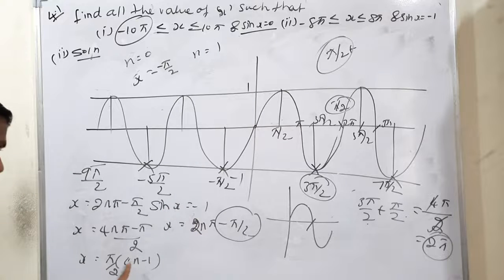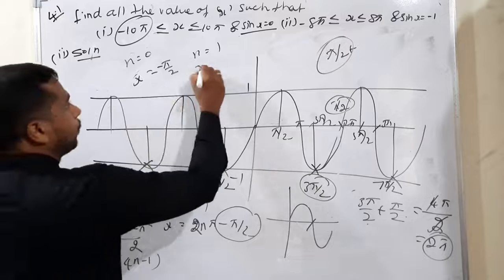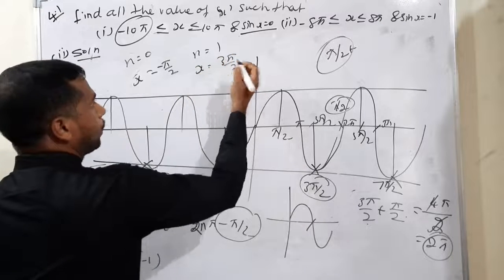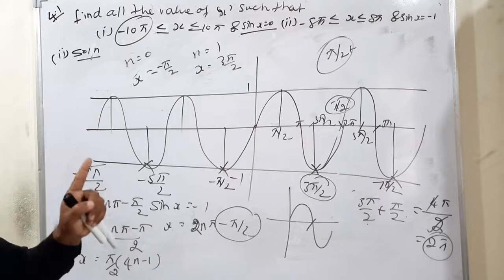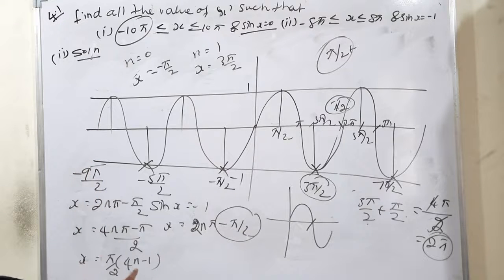So n is equal to 1 means what will happen? n is equal to 1 means 4 into 1 is 4, 4 minus 1 is equal to 3. So 3 pi by 2. Therefore x is equal to 3 pi by 2. So 3 pi by 2 means definitely we need the interval minus 8 pi to positive 8 pi, isn't it? So pi taken common outside means 4n minus 1, isn't it?